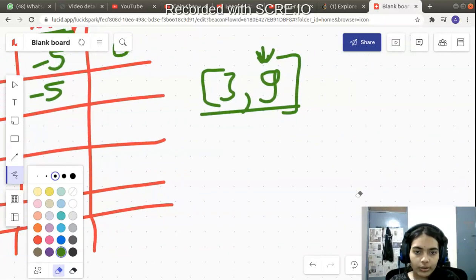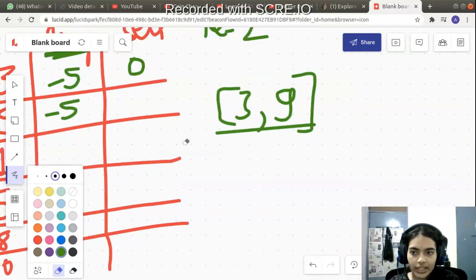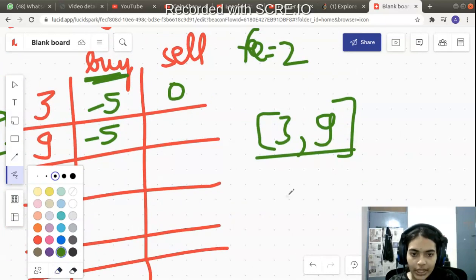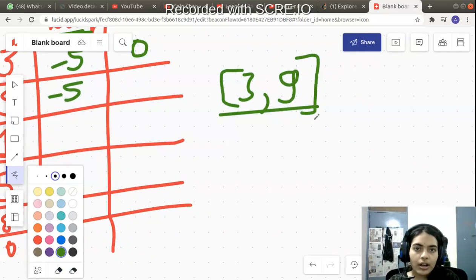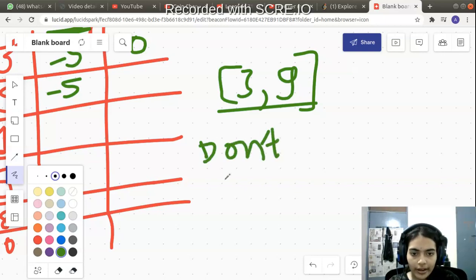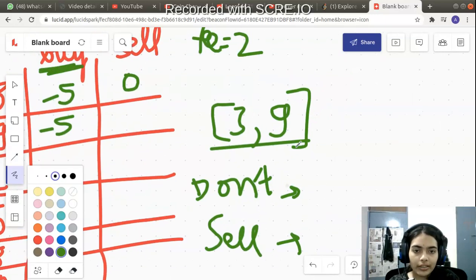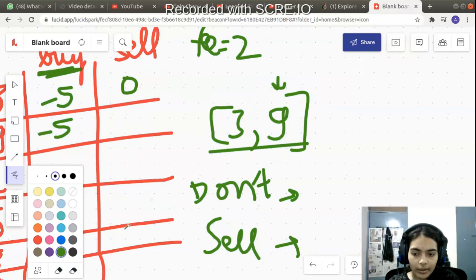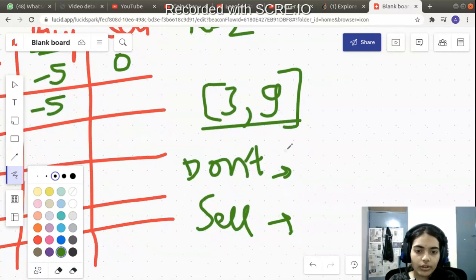Okay, now let's go to the sell case. So we have to fill this particular value. In sell also you have two options: either you don't do anything, or you sell. Let's think about both options. If you don't do anything on day 2, it means you didn't buy the stock on day 1 either. If you didn't buy a stock, you cannot sell a stock. So you are remaining silent on day 2 because you don't have any stock.